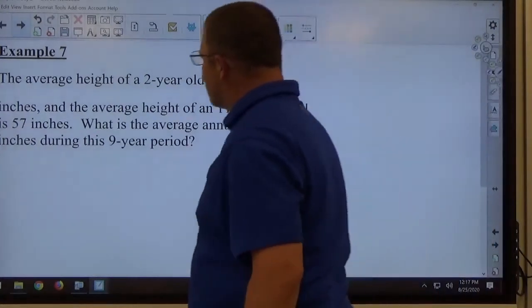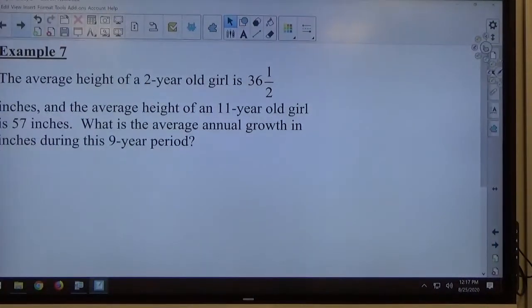Example 7: The average height of a 2-year-old girl is 36.5 inches. Oh, there's ours. It's fine, life happens. The average height of an 11-year-old girl is 57 inches. What is the average annual growth in inches during this 9-year period?